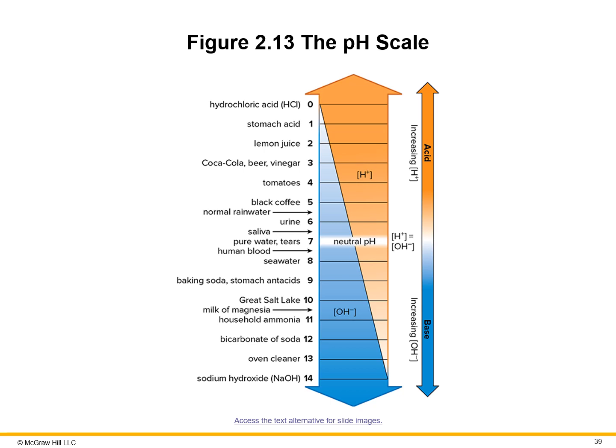But then we'll move on to the basic side of things. You have seawater, that's a little bit more alkaline. Baking soda and stomach antacids. Great Salt Lake, milk of magnesia, ammonia. You have the bicarbonate of soda, oven cleaner, and sodium hydroxide. So these are just some of the things.